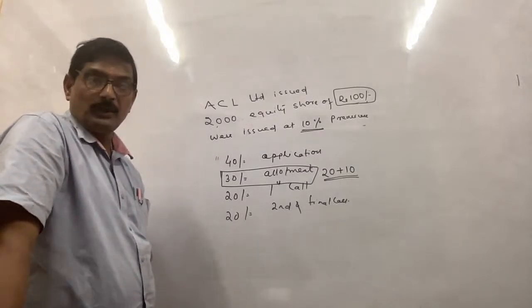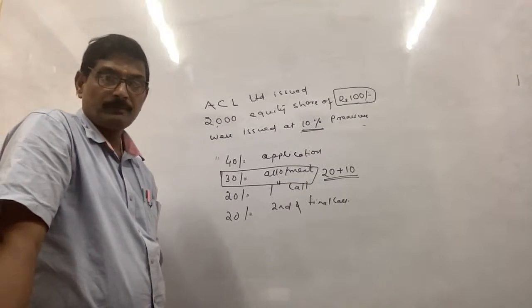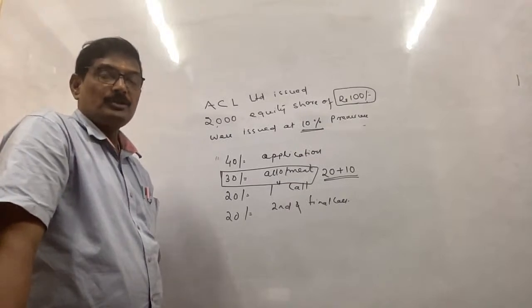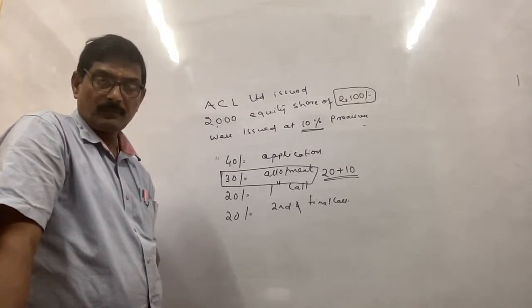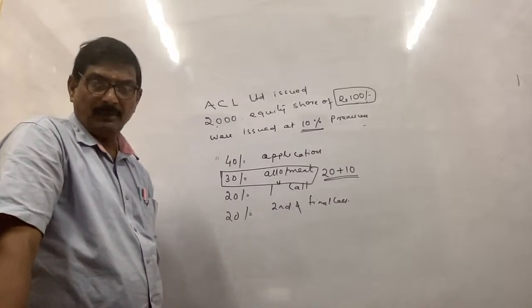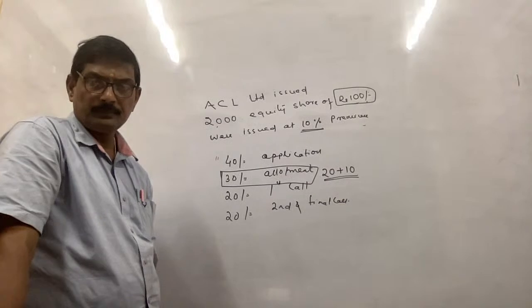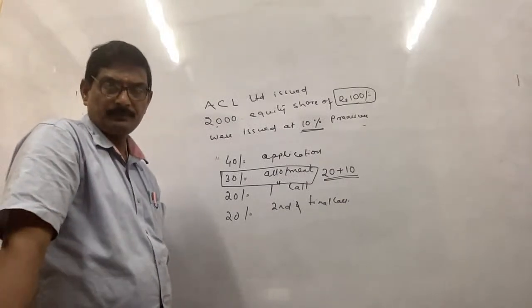Then for transfer of application money, share application account debit to share capital account, 80,000.